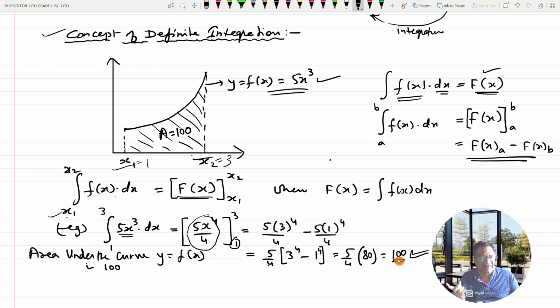So this 100 is representing what? It is telling me the area under the graph between the x-axis and bounded by these two vertical lines at x1 and x2. So this is how the area under a curve you can find out using your definite integration concept. So these are some of the mathematical concepts which can be used in physics when you do higher physics. So you should be familiar with all these concepts.